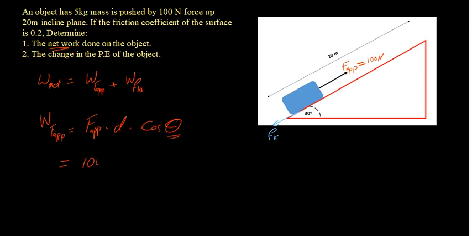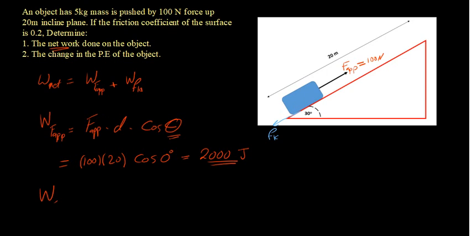So it's 100. Oops, sorry. Let's fix this quickly. 100 times 20 meter, and that's cosine 0 degree. So let's do the calculation. That simply will give us 2000 joule. Okay, that's the work done by the applied force.